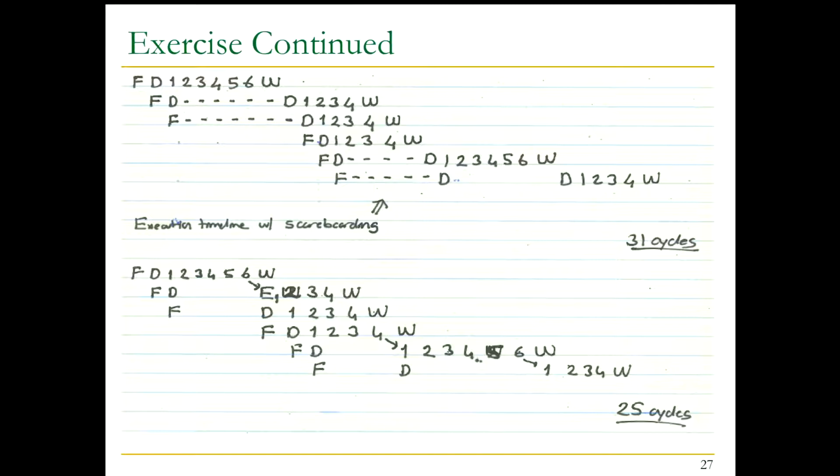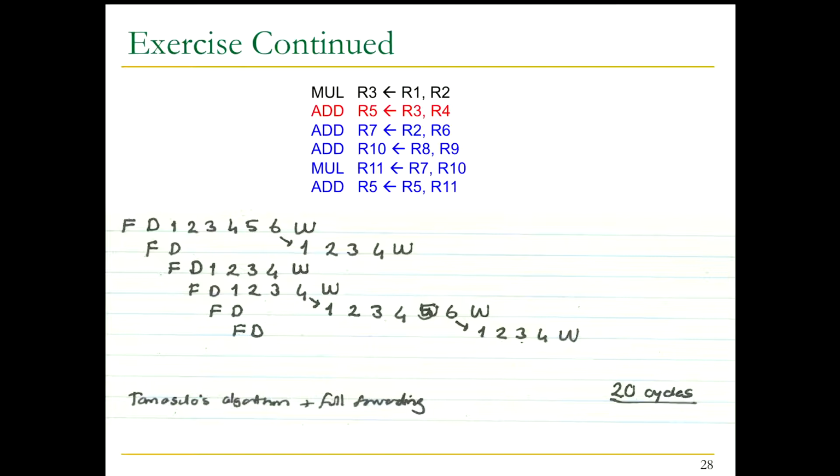So if you do out-of-order execution, you don't really need to know exactly how it works, but you can calculate how long it takes. In this case, it takes 20 cycles. Why? Basically, this is the multiply over here. This is the add. Here, the add goes into the reservation station.